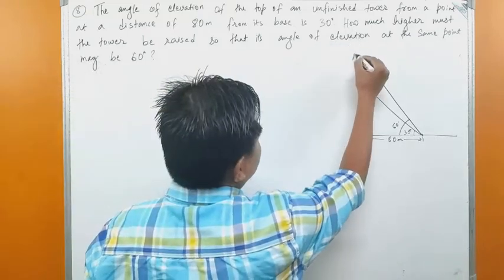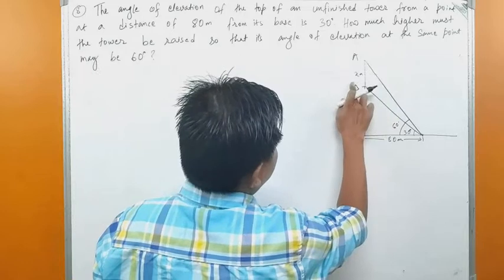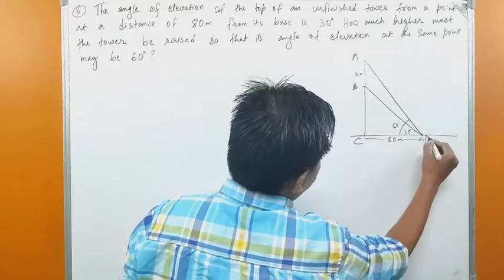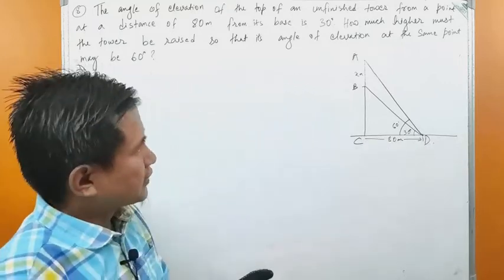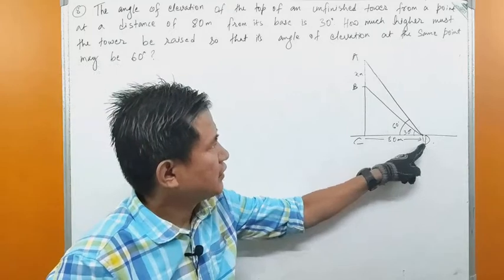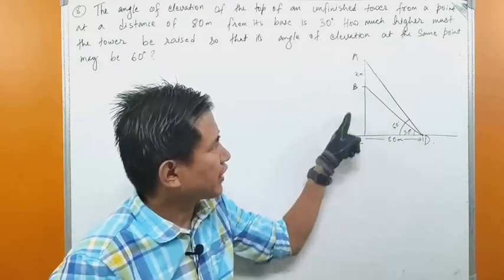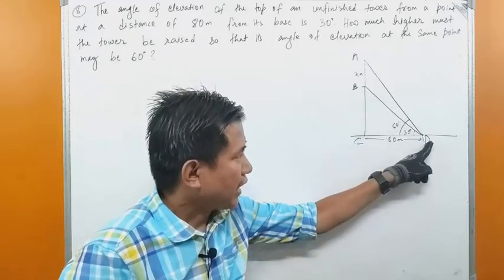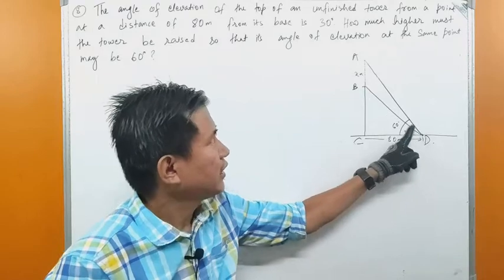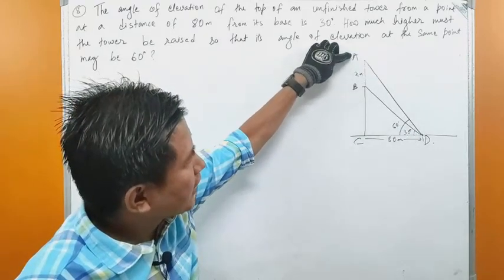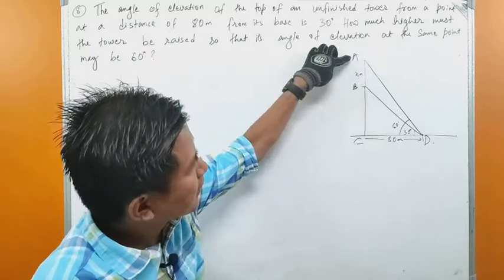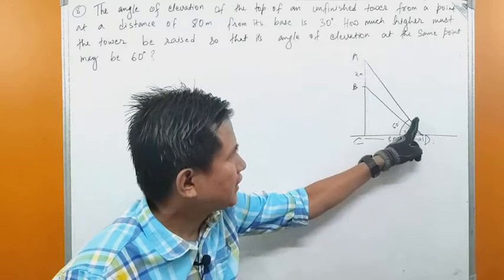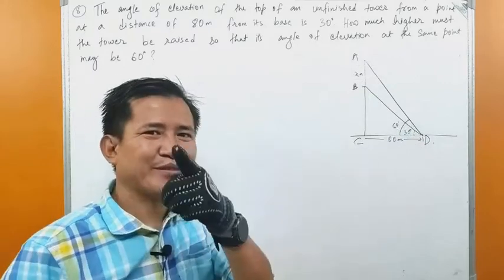Now let us assume this to be A, this is B, this is C, and this is D. Now we have two triangles, that is triangle BCD, the smaller triangle. When we talk about triangle BCD, the angle D in this case is 30 degrees. And when we talk about the bigger triangle ACD, angle D is 60 degrees. Are you getting me? Yes.